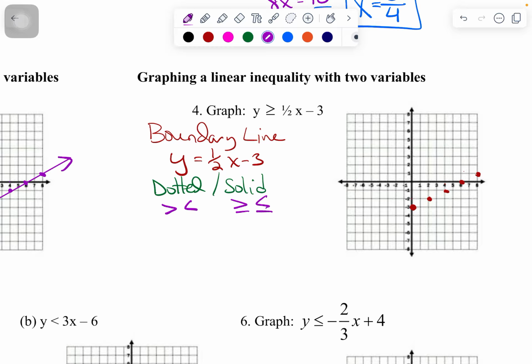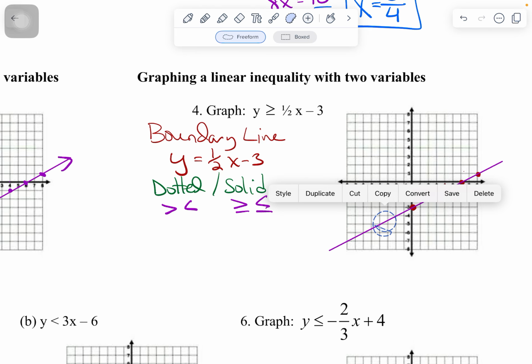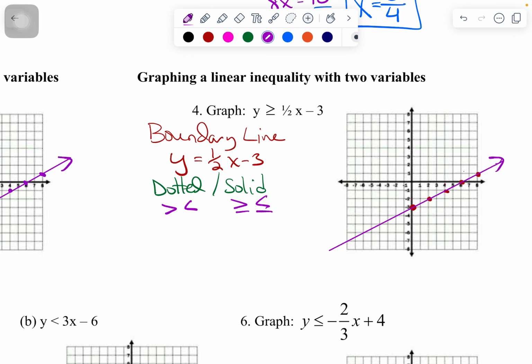So when I graph my boundary line, I am going to make that a nice solid line there. I'm going to twist it up a little bit and then slide it back in place. Sorry. Good enough. Okay. So arrows at each end. Okay, cool. So we graph the boundary line. We know it's dotted or solid. We got that part.